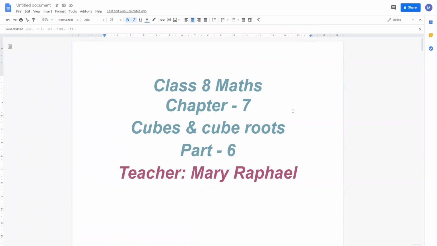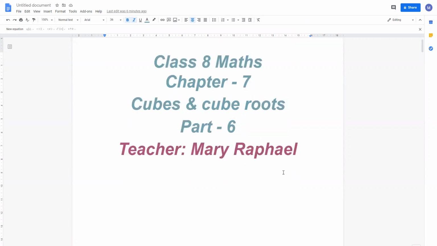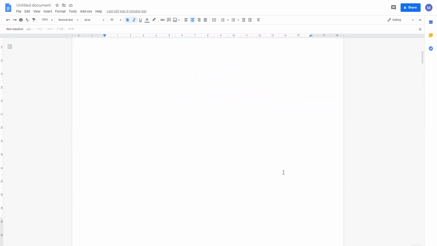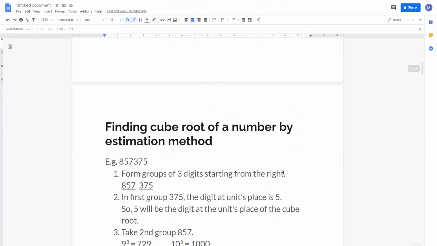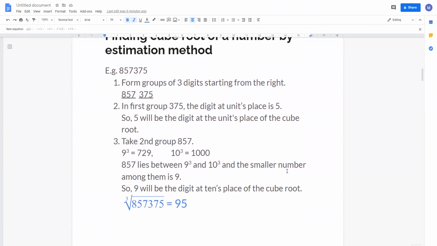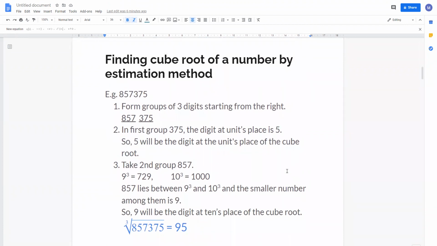We are continuing lesson number 7, cube and cube root. Yesterday we learned the method to find the cube root of a perfect cube number by prime factorization. Today we are going to learn how to find the cube root of a perfect cube number by the estimation method. I'll explain through one example. The heading is: find the cube root of a number by the estimation method.